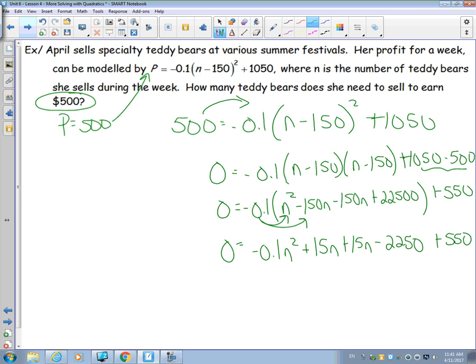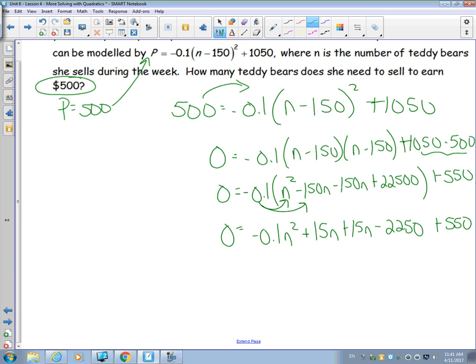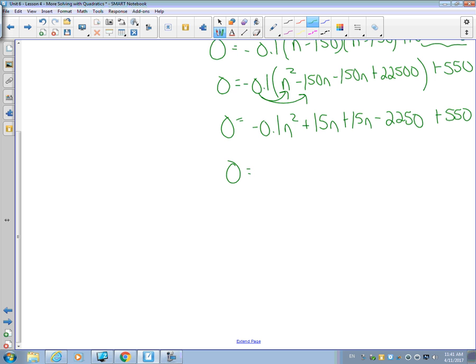I've got to collect my like terms now. I'm working on making this equal to 0 and putting it in standard form, right? Negative 0.1n squared plus 30n minus, that should be, 1,700. Okay.